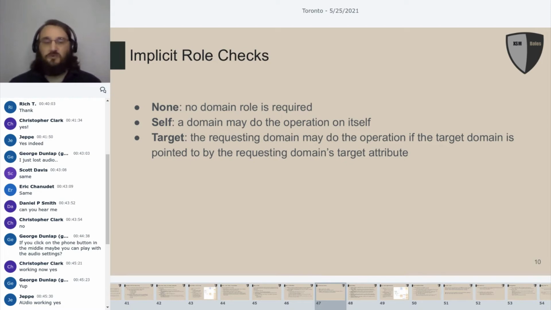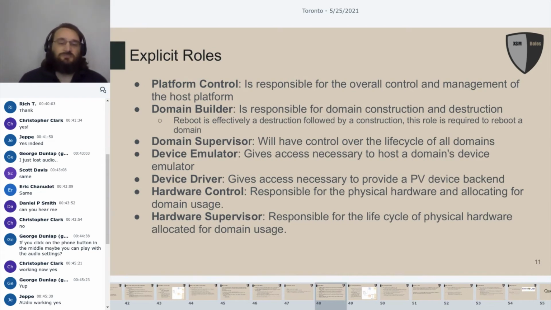As I highlighted, there are these implicit roles, and as I talked about, self and target, but there's also the none role check, which means you didn't need any role at that checkpoint to do that operation. As I covered, for the self one, if the operation is allowed to be done on the self, it's allowed to go through. If the operation needs to be carried out against the target, and that's your target domain, then you're allowed to do the operation. Then you get the explicit roles.